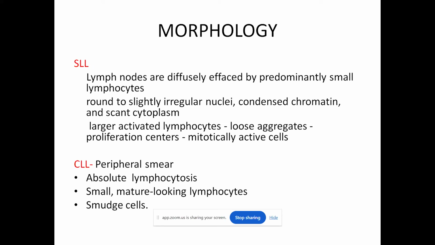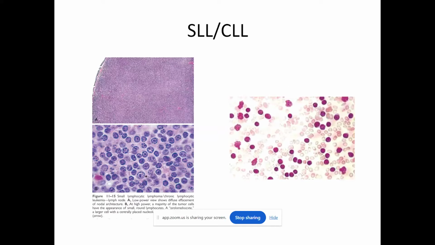Coming to the CLL, it is seen as a disorder in the peripheral blood. We can see the lymphoid cells, the malignant cells, in the peripheral smear. Here we have to see the absolute lymphocytosis, and all the cells will be seen as small mature looking lymphocytes. These cells are very fragile. So when we prepare the smear, these cells will be ruptured, the cytoplasm will be ruptured, and they produce smudge cells. So numerous smudge cells will be seen in the CLL.